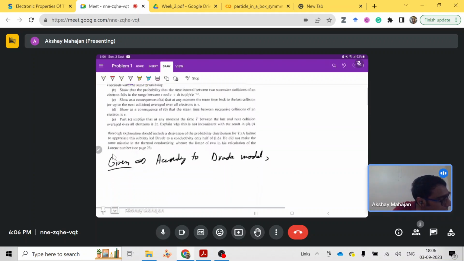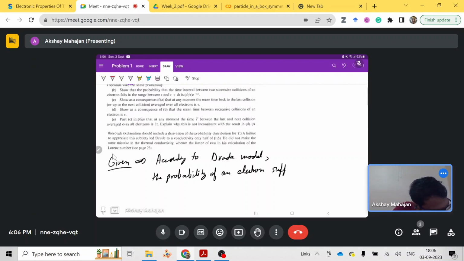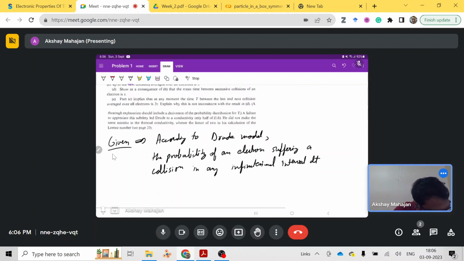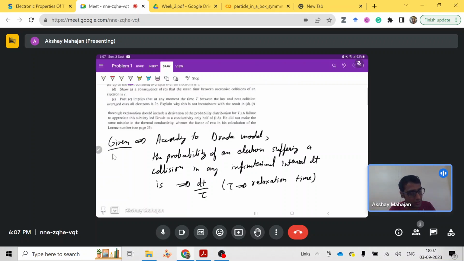What you have is the probability of an electron suffering a collision in any infinitesimal interval dt is given by dt by tau, where tau is our relaxation time. So this is what is given in the problem.